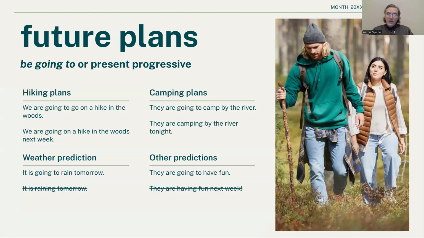Now, another way that we talk about the future in English is to use this form, be going to, or present progressive. That's when we talk about our plans for the future. So for instance, if I had plans to go hiking, I can say we are going to go on a hike in the woods. That's going to go. Or I can simply use the present progressive form of the verb. We are going on a hike in the woods next week.